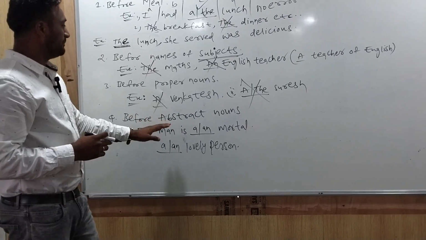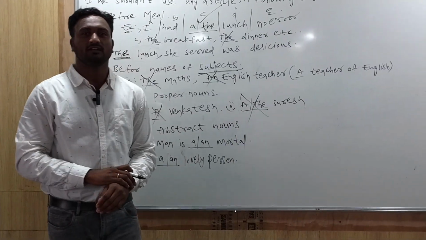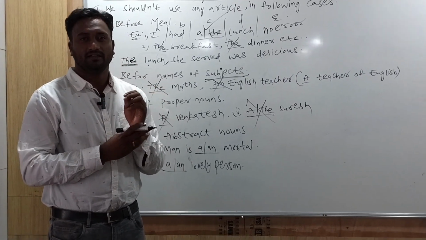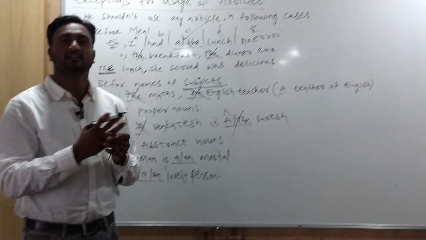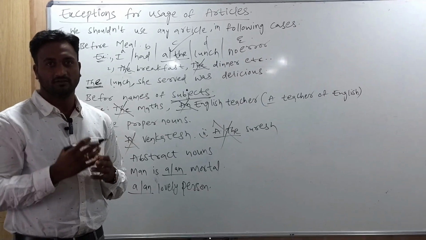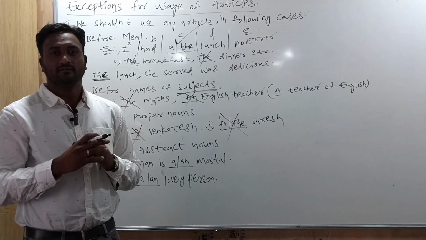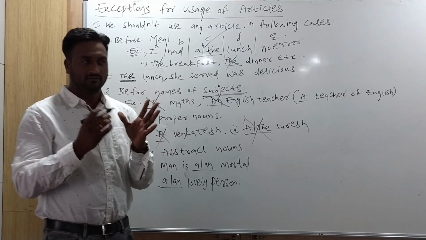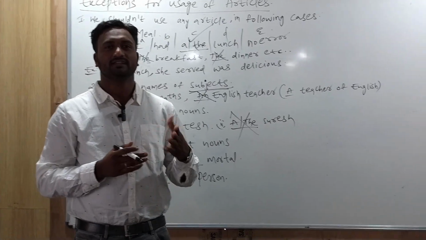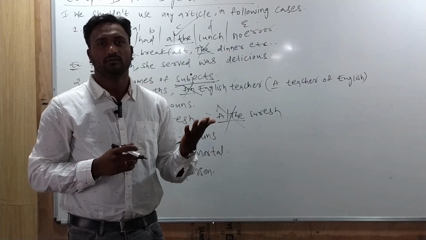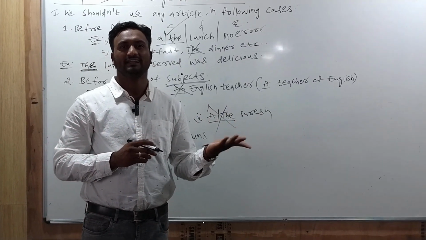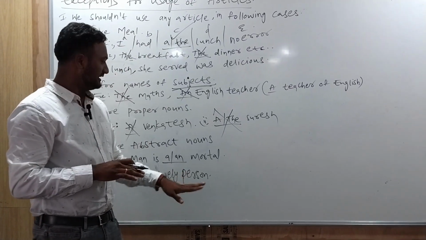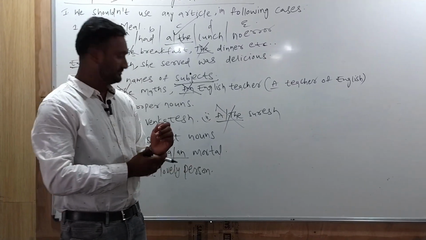Coming to the fourth exception, before abstract nouns. What does an abstract noun mean? An abstract noun simply means a feeling, a type of noun that we can't touch. When we want to express a feeling which can't be seen or touched, it is said to be an abstract noun. What are the examples of abstract nouns? It can be joy, love, sorrow, sad, anything which can't be touched. So before any abstract noun we should not use any article. It can be a or an.